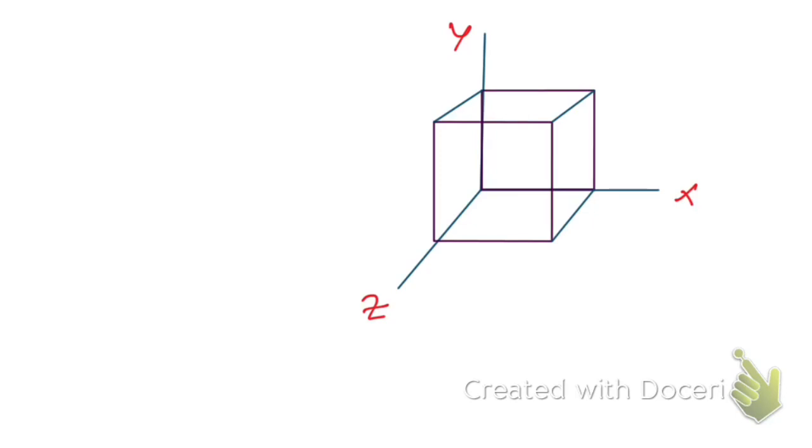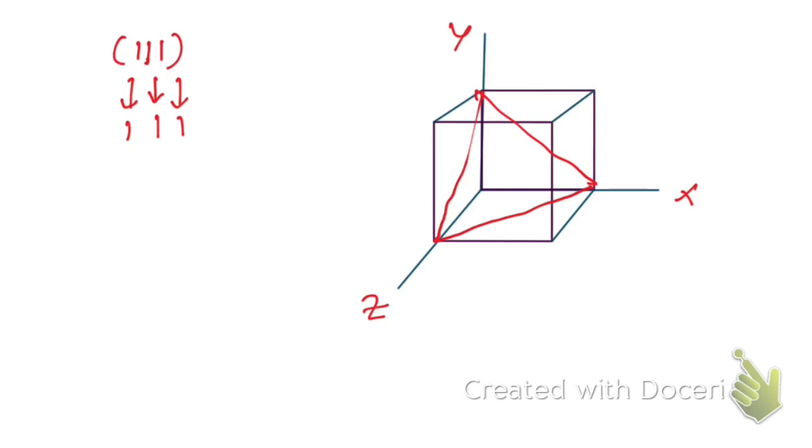Now the Miller indices 1 1 1. The x intercept will be 1 by 1, that is 1, the y intercept will be 1 by 1, that is also 1, and the z intercept will be 1 by 1, right? So such a plane is intersecting x, y, z, all 3 axes. Like this is the plane, which is intersecting x, y, z at 1 1 1, right? So when Miller indices are given, you have to take the reciprocal first.